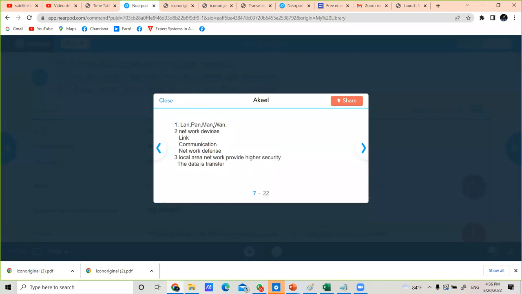First, LAN, PAN, MAN, and WAN. Okay. Then second one, 4 elements: network devices, links, communication, network defense. It should be communication protocol. Then 3 features: local area network provides higher security, data is transferred, then not completed. Now only 1 feature is given here, high security. It is correct. Then you want to think about another 2 features. Complete it. Update the answer again.